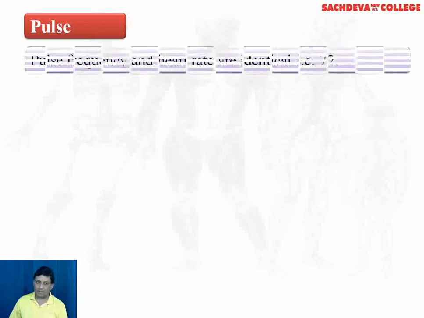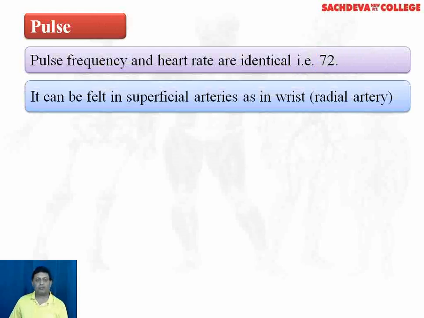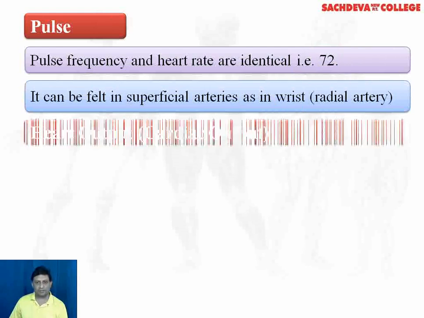Pulse. Pulse frequency and heart rate are identical, that is, they are 72. Pulse can be felt in superficial arteries, as in the radial artery, which is present in the wrist.